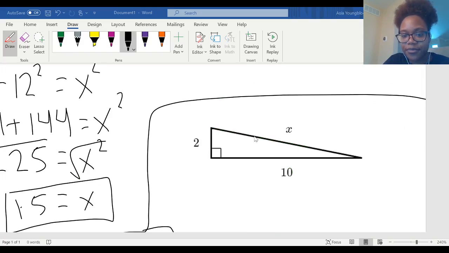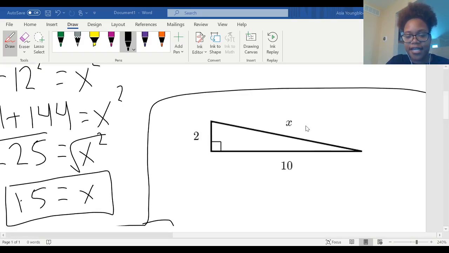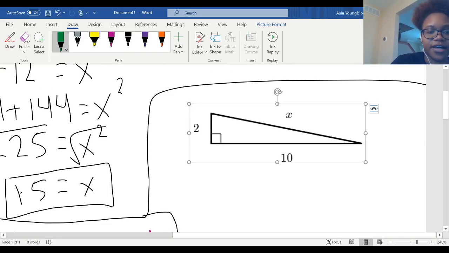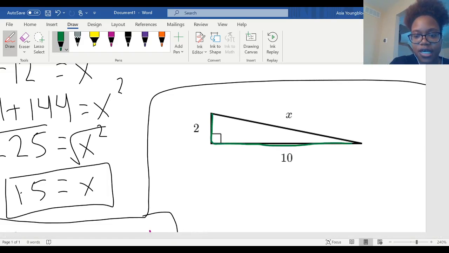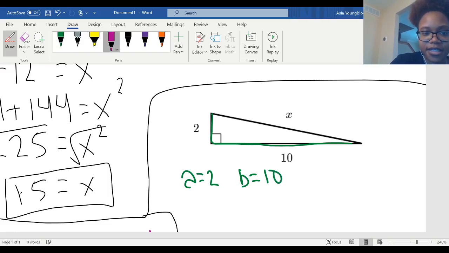For our next problem, we're going to have 2, 10, and x. So again, let's identify our sides. We have 2 and 10 are the two sides making the right angle. So our A is 2, our B is 10, our C is the side across from the right angle. So our C is x.